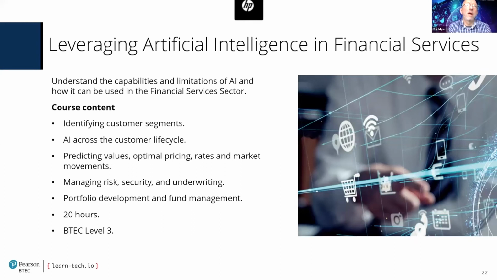The fourth course is one which we've developed to be more specific to an industry. So this is an example within financial services, and within the business sector, thinking about how AI is being used within financial services, and how financial services is really being changed because of AI. So AI across the customer life cycle, across the different customer segments, but also prediction values, optimal prices, rates and market movements. So AI within the mechanics, if you like, of the financial services industry. The role in managing risk, security and underwriting, and then in portfolio development and fund management.